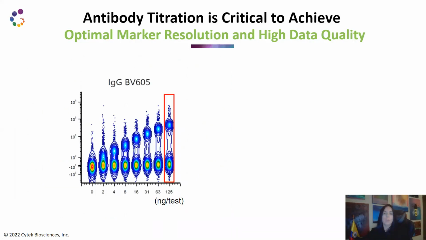Just to show you one example, this is a titration for IgG. On the y-axis, you will see the intensity of the signal. On the x-axis, you will see the concentrations that were tested, from 2 to 125 nanograms per test in this case. And we clearly see, using only 2, there is not a clear separation for the positives. But if you use 125, now we see better the separation.